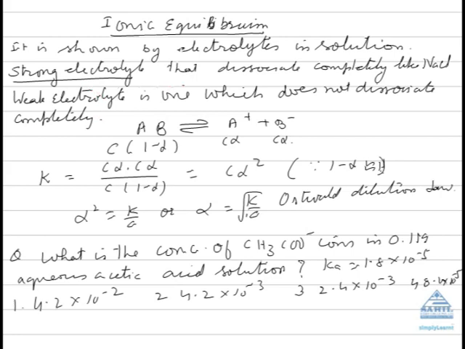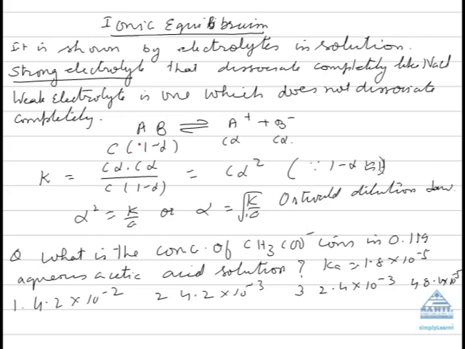A strong electrolyte is one that dissociates completely when dissolved in water, like NaCl, KCl. A weak electrolyte is one which does not dissociate completely. So naturally, the chapter of equilibrium will deal only with weak electrolytes and not with strong electrolytes.